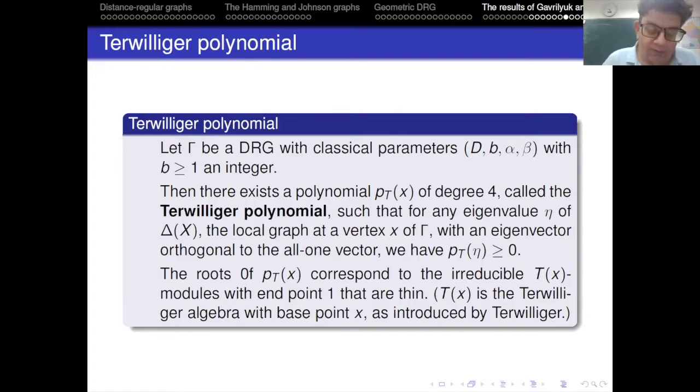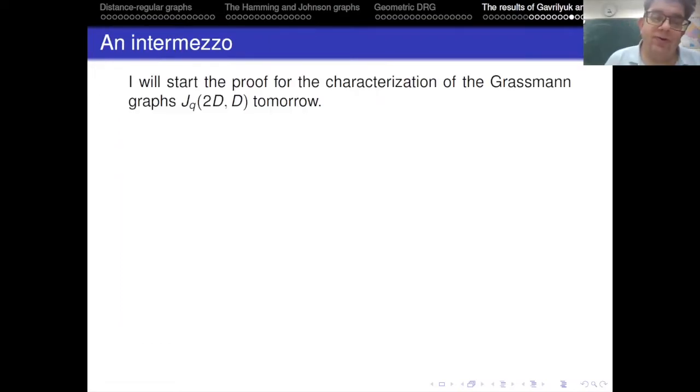So you have to use the Terwilliger algebra to prove the existence of this polynomial. But that's all I'm going to say about this polynomial. It's very important that the local eigenvalues must satisfy p_t(eta) is greater than or equal to 0. All the eigenvalues eta which are not equal to a1 must have p_t(eta) at least 0. The proof for the characterization of Grassmann graphs is tomorrow.